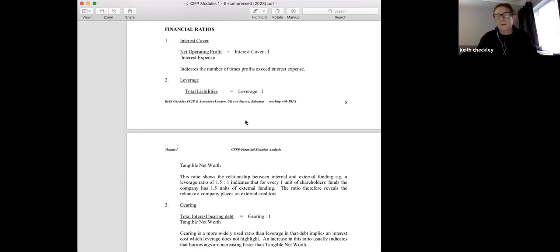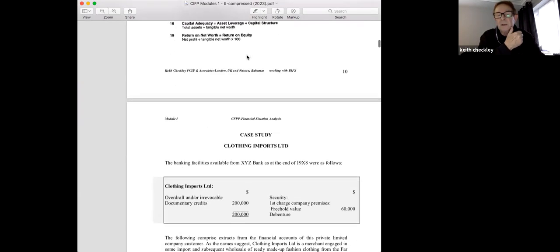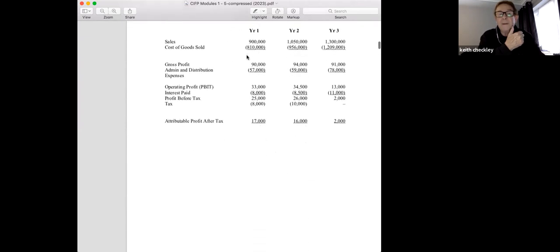So this interest cover is an important ratio. So it's PBIT divided by the interest expense, and that will give us interest cover. So let's try to do that. So both of those are going to come from the income statement. Here we go. So there's our operating profit, $33,000. Divide that by the interest of $8,000, and you're going to get interest coverage of 4 point something.